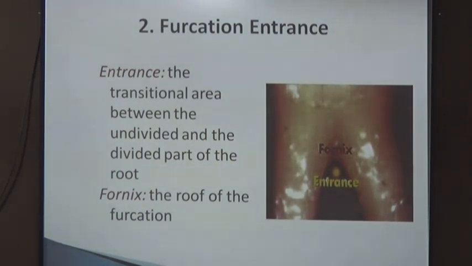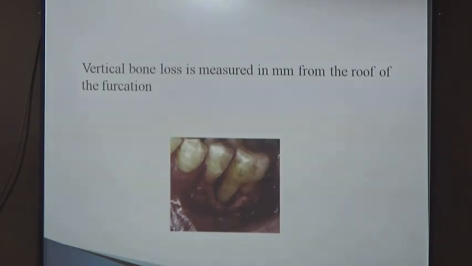Roof of the furcation. For example, most of the people they are writing it is a transitional area between the undivided and divided part. This is undivided and this is divided. This is entrance, whereas the roof of the furcation is fornix. That they are asking in the orals. I mean MCQ entrance. So where will you measure the vertical bone loss? It is from the roof of the furcation. That means from fornix. Don't forget that they are asking.